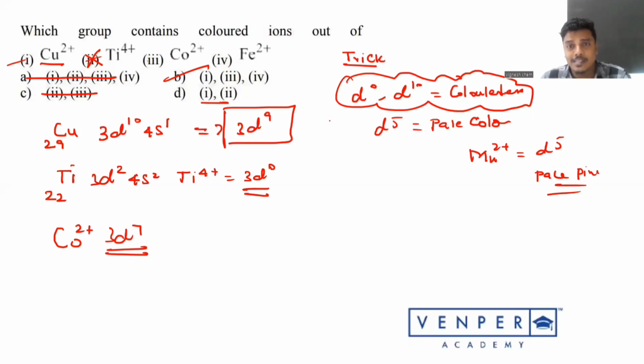D0 and D10 are colorless, D5 is pale pink, and other than D1, D2, D3, and D4, D6, D7, D8, and D9 are colored. Okay, simple one. Next question.